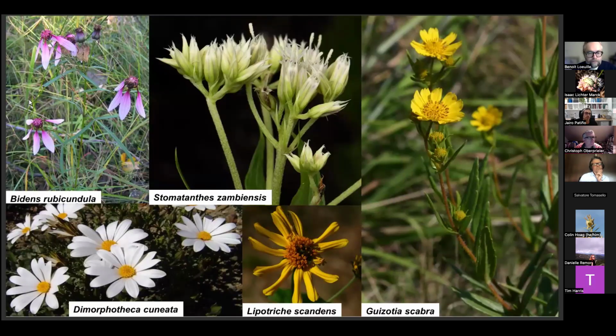Some examples. For Calenduleae, you have Dimorphotheca cuneata. There are very few Calenduleae, less than 10. And in the Heliantheae sensu lato, Lipotriche scandens was known in the past as Melanthera, Guizotia scabra, and also this very nice Bidens rubicundula, endemic to Zambia too. There are very few Eupatorieae. One example is Tamananthes zambiensis.